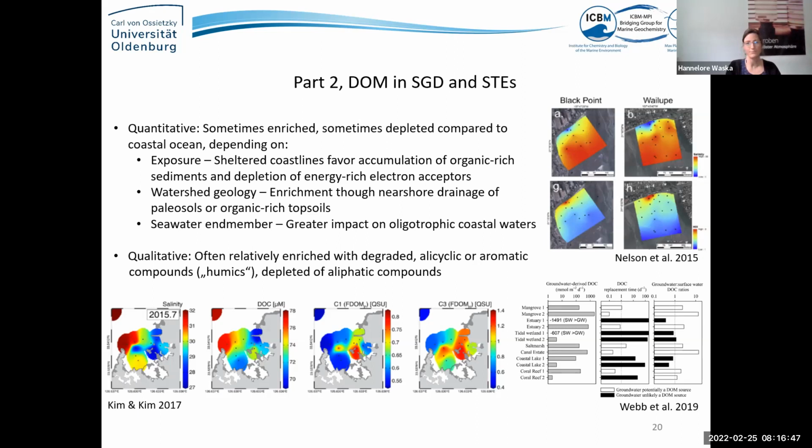the coastal system. On a qualitative level, what we often see is that the organic matter from groundwater is often enriched with degraded or alicyclic aromatic compounds, so-called humics, if you will, and depleted in aliphatic compounds. That's something that we saw in this Kim and Kim paper from 2017, but also in the Nelson paper, where with low salinity water we have this association of high abundances of specific F-DOM, fluorescent DOM compounds.